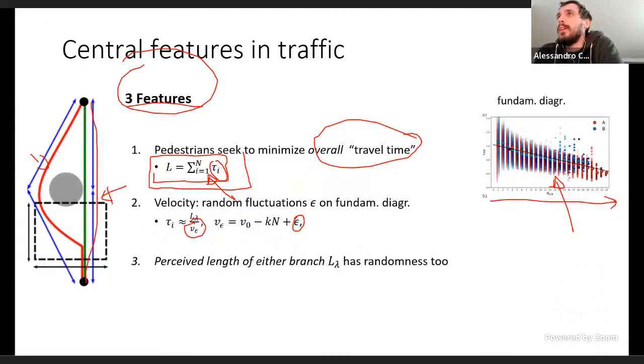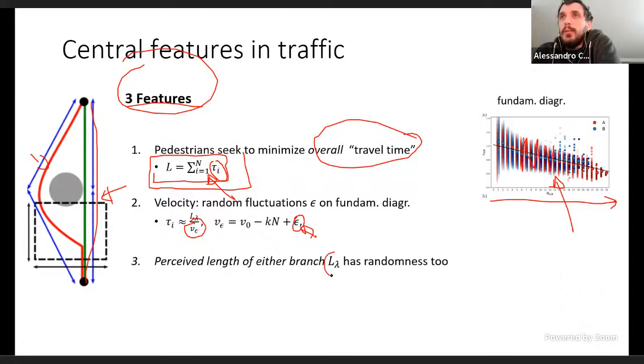So as you can see here, the relation between density and velocity is non-deterministic, and this is due to the fact that there are variations in the system. This is what gives the fluctuations here and my epsilon term here.